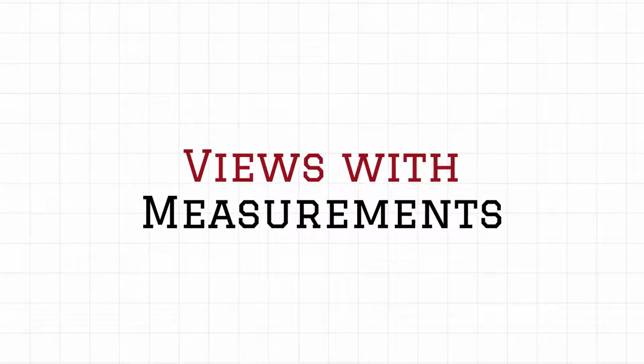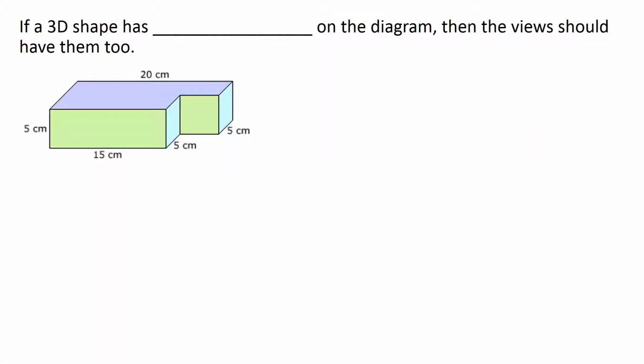Now we'll take a look at views of objects where the measurements have been included on that 3D object. And we're just going to work on transferring those measurements over to our sketches of the views. So if a 3D shape has measurements on the diagram, then the views should have those measurements too. So for example, I'm going to do just the front view of this object here.